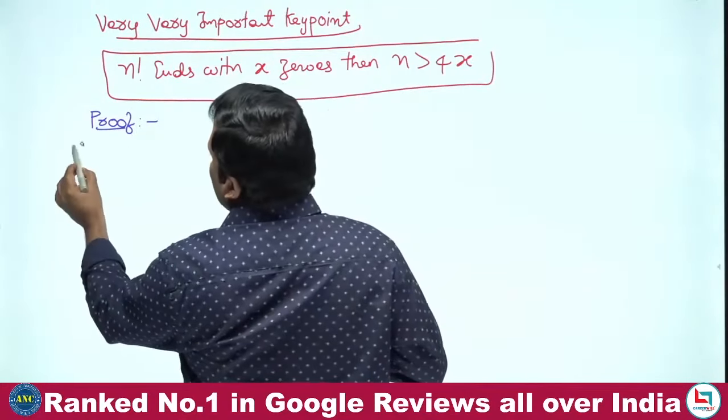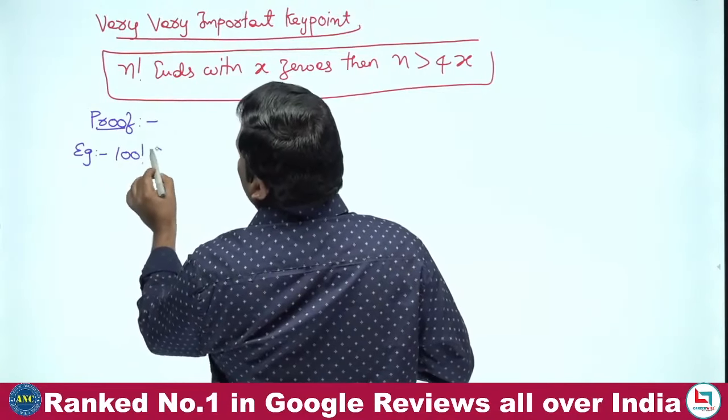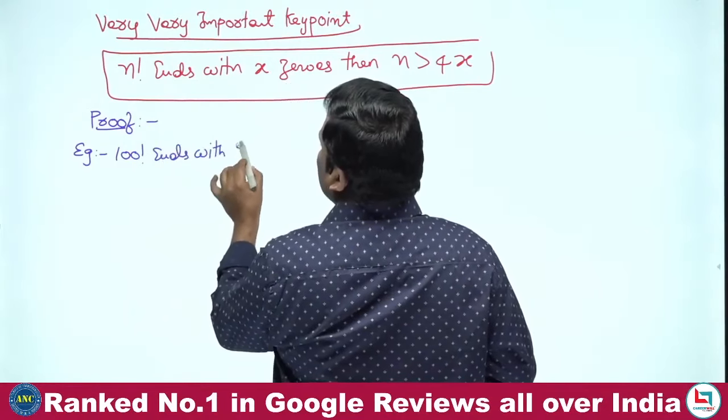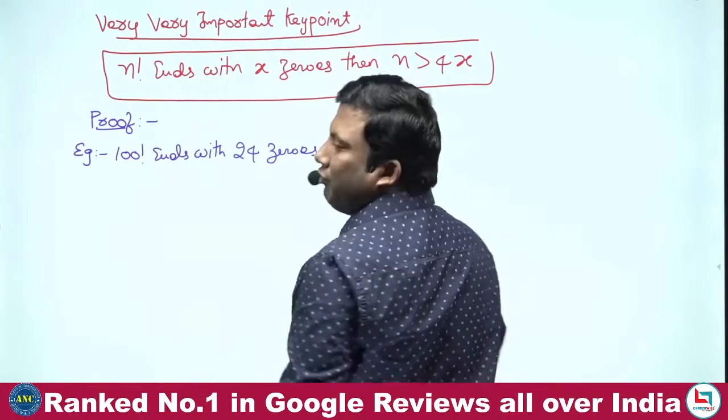First, I will take an example, 100 factorial. 100 factorial ends with, listen carefully, sir. Very, very easy proof, sir. 100 factorial ends with 24 zeros.